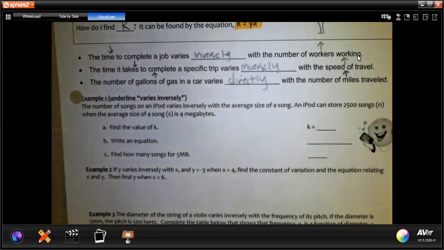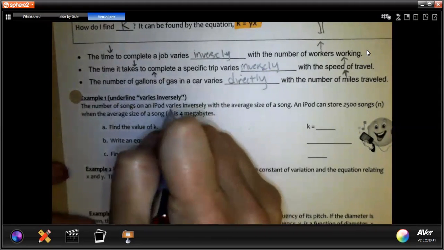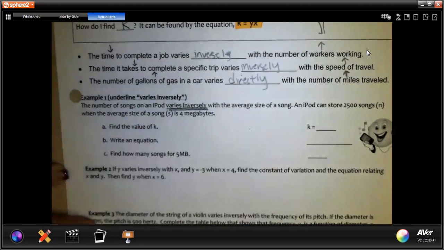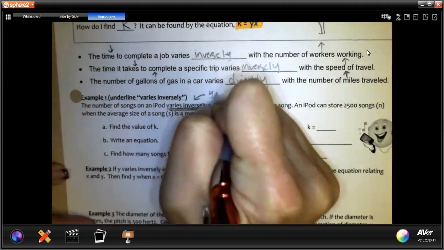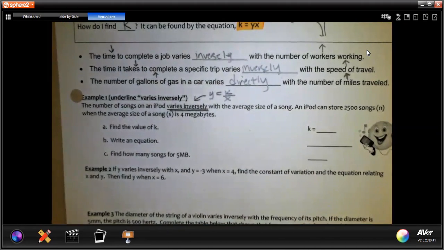All right, so when you see those terms there, inversely and directly, that points out what kind of equation you're going to use. If you see directly, you want to use that y equals k times x. If you see inversely, you're going to want to use that y equals k divided by x. So in our first example, it says the number of songs on an iPod varies inversely. As soon as I see this, I know I'm going to be using the model y equals k divided by x. And I'm using y and x, but really you can use any variables there. The important part is that you understand that there is a constant divided by that variable.